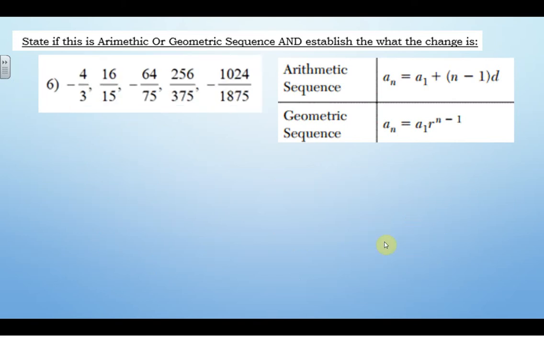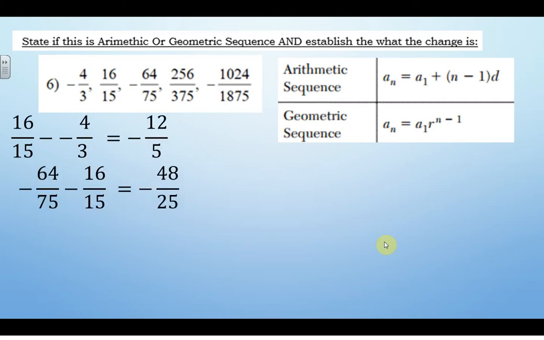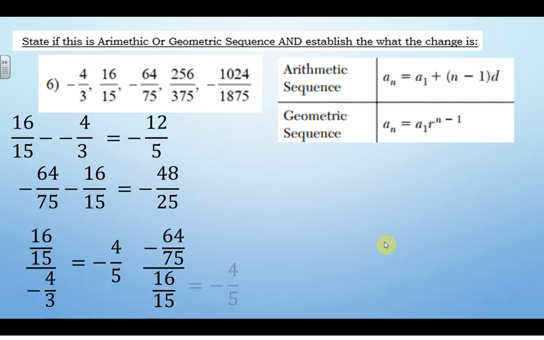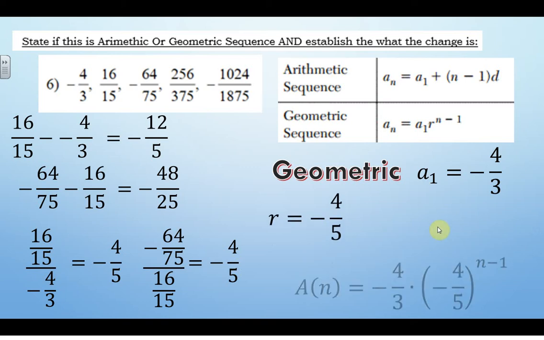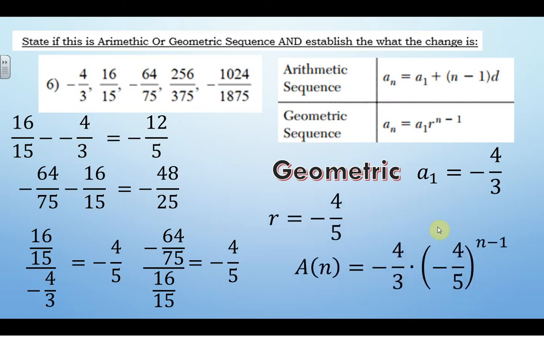Look at that. Ugh. Okay, again, I'm going to check. I'm going to subtract. So I subtract and nope, not seeing it. Okay, so then I'm going to divide and, oh, hey, there it is. Great. So again, subtracting second term, first term, third term, second term, then dividing and seeing which one it is. So this is geometric because I can divide. And then we have the first term is -4/3. The r is the -4/5 that we found. And then we just plug it into the formula and stop there. And that's the geometric formula for that sequence.